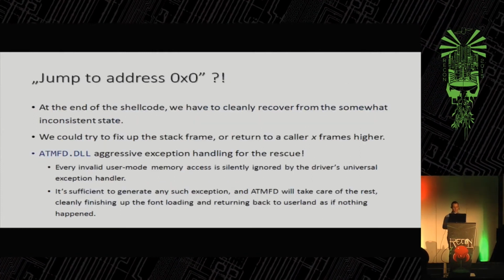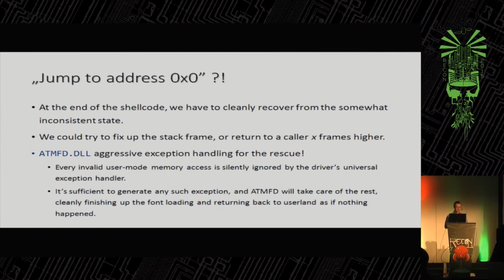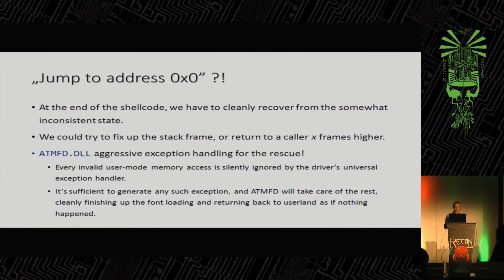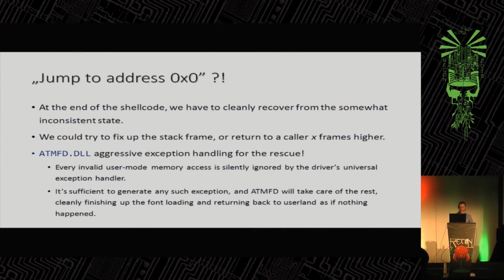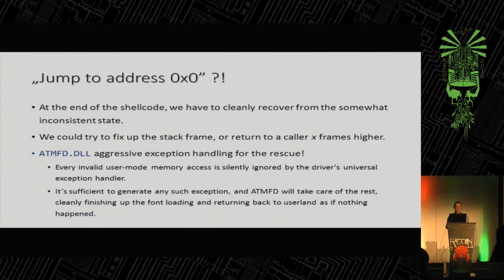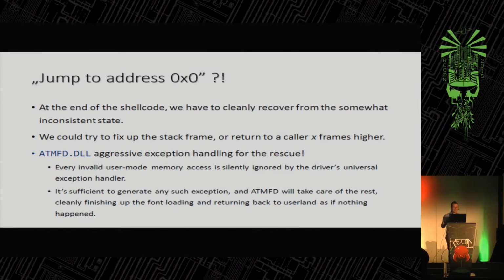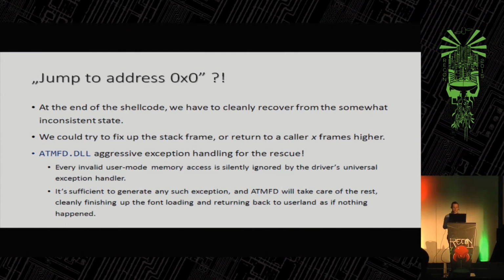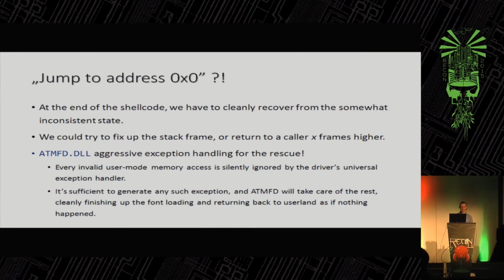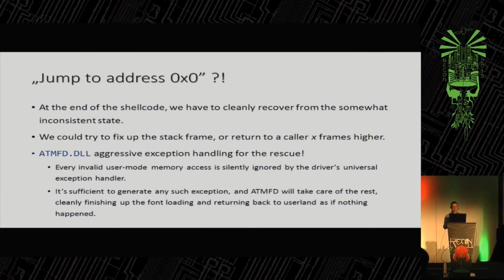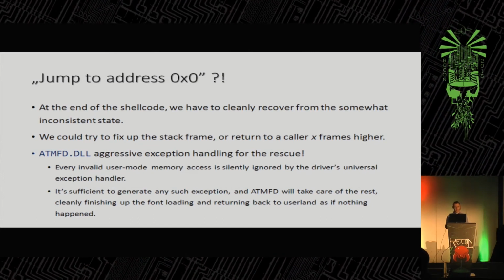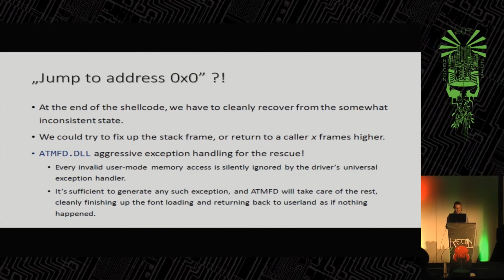So this is not really obvious why that would work, because it shouldn't really recover cleanly. But it turns out it does, because ATMFD performs very aggressive exception handling, and it handles all invalid user mode memory references and just ignores them as if nothing happened. So it's actually not very nice for people that are fuzzing, for example, OpenType fonts, because if there was ever an exception that resulted in invalid user mode memory, the fuzzer would never know about it. But on the other hand, it's quite convenient for us here, because we can just jump to address 0, and ATMFD will just take care of the rest and return to user mode as if nothing happened.